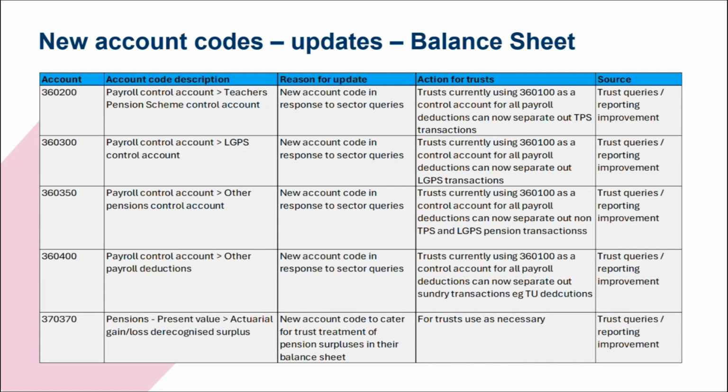We've also set up a new account code for actuarial gains and losses, the recognised surplus, and that was born out of trusts during the last accounts return. Trusts had a need. They were having derecognised surpluses on their actuarial statements, and there was nowhere to put them on the accounts return. So we've added a new field in the 23-24 accounts return. Obviously, this is for the 24-25, so it doesn't cover this year, but it will cover future years.